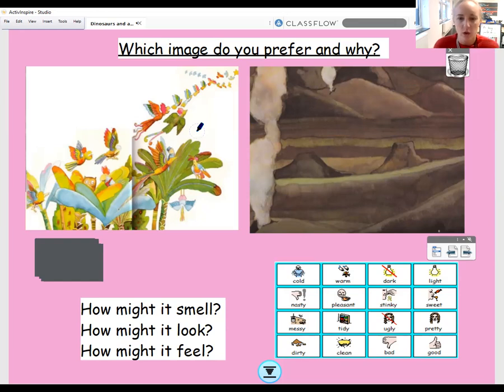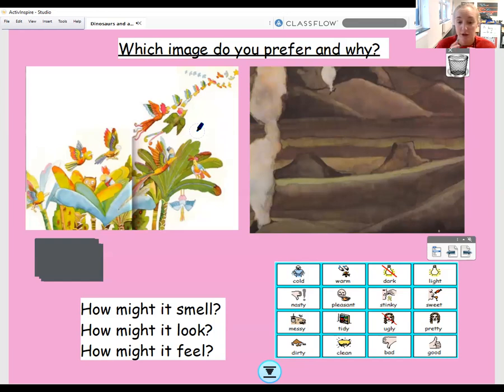Just have a little think. Which image do you prefer and why? So which is your favourite? Have a think. I know that the image that I prefer is the one on the left, so with the birds on, because it's very colourful and it's bright and it's more inviting, isn't it? It's pleasant. Thinking on the bottom, I've got some questions to make you think about how might it smell in these pictures? Well, I think where the birds are, I think it would smell quite pleasant. There might be fruity smells, but where the rubbish is, I think it'd smell quite stinky, be a bit smoky. It wouldn't be very nice.